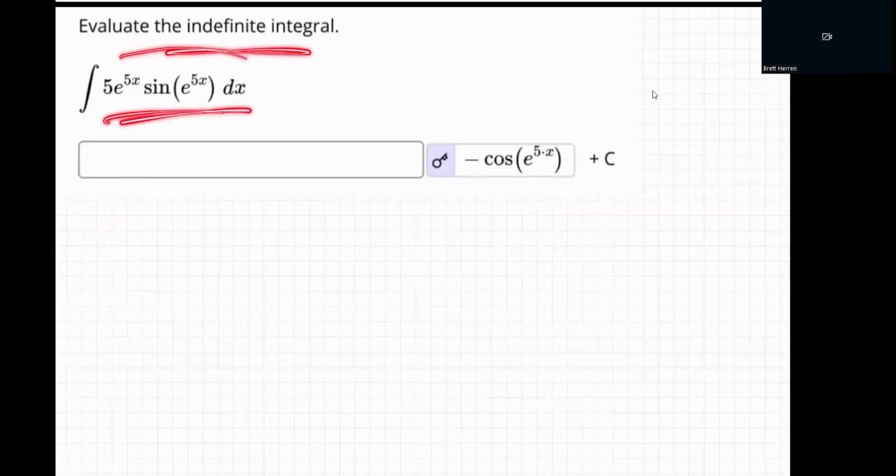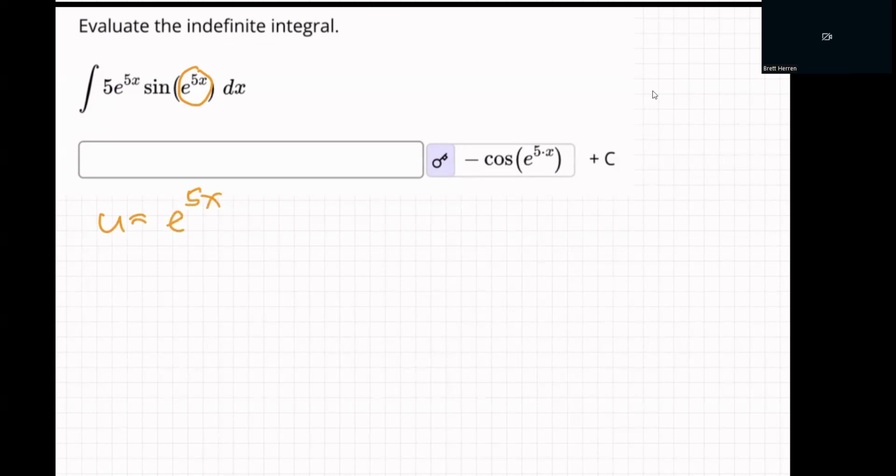5/8 indefinite integral here. And so what do we want to let u be? Well, it turns out you always want it to be the inside. Well, almost always. So I want to let u be that e to the 5x. And so this will be u and that'll be u.